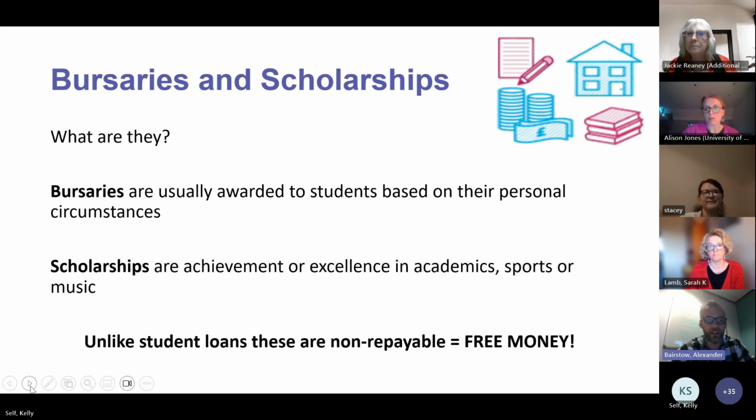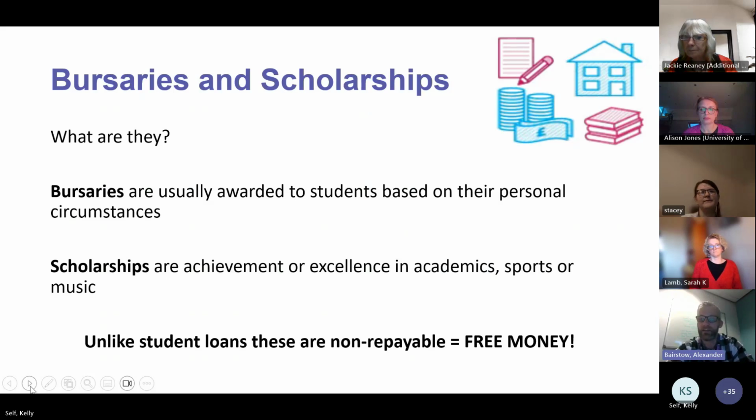So bursaries and scholarships. In a nutshell, bursaries and scholarships, it's free money. Unlike student loans that you need to repay, it's free money if you're eligible. Bursaries are usually awarded to students based on their personal circumstances. Scholarships tend to be more linked to achievement or excellence in academics, sports or music. And the bursaries and scholarships are from the institution specifically.